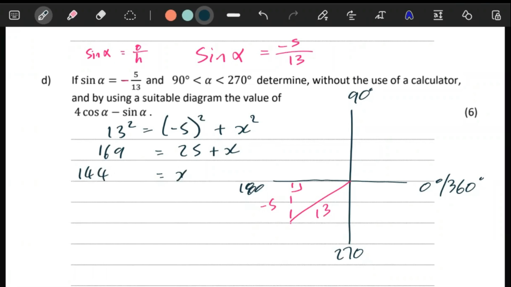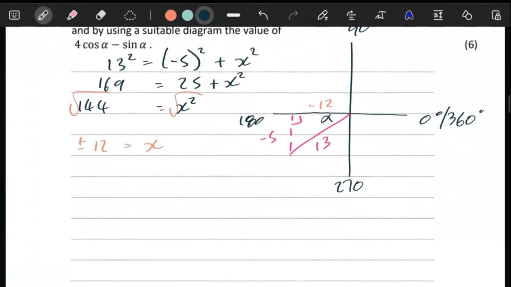144, and then there's x squared. So if you square root it, remember your answer is plus or minus, which is why here you have to choose a -12 because it's on the negative side. And then here you put your alpha. That's how you draw your sketch first.